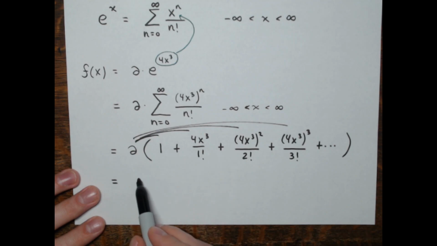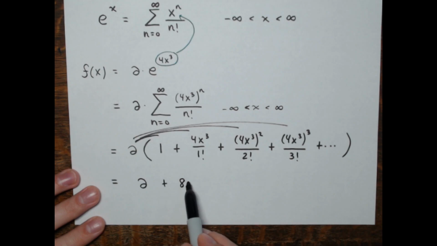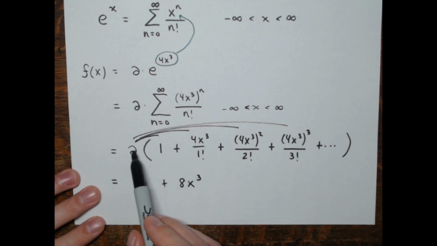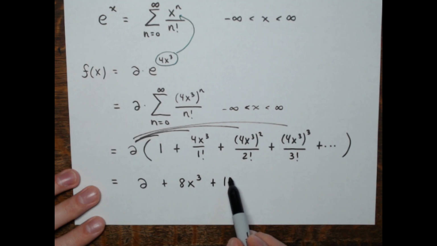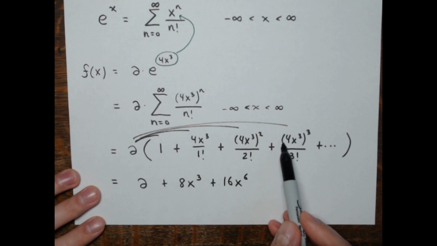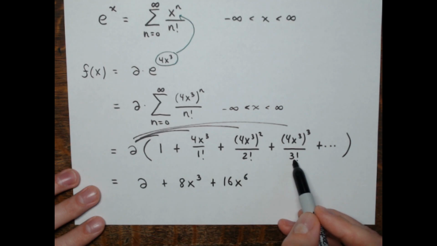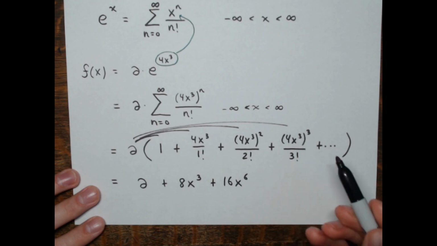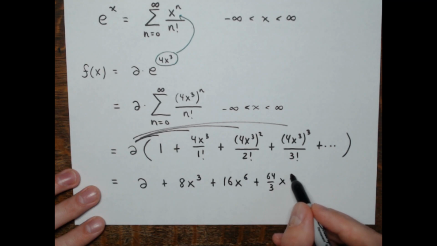And here we go. 2 times 1 is 2, plus 2 times 4x cubed would be 8x cubed. Then the 2 and the 2 here would cancel. I'd be left with 16x to the 6th, 4 squared times x cubed squared. And then 2 times this: 2 over 3 factorial is 2 over 6, that's 1/3. Then 4 cubed is 64, so plus 64 thirds x to the 9th, right?